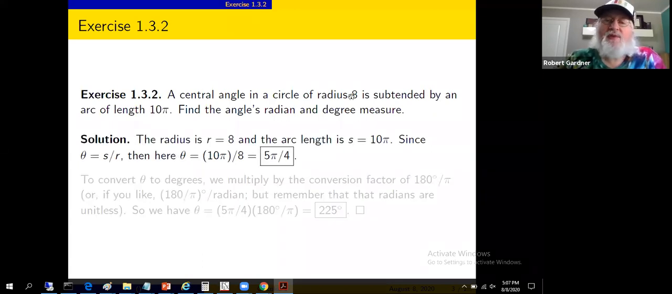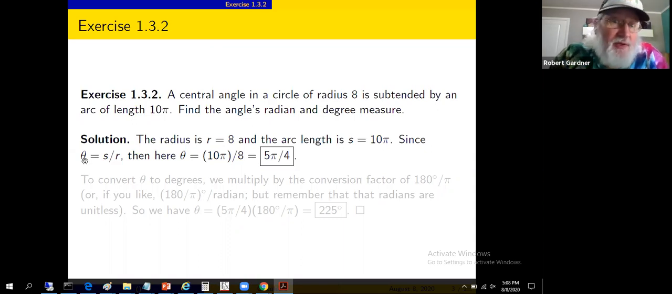All right, so they gave us a circle of radius r equals 8, something, centimeters maybe, and an arc length s of 10 pi. They didn't give us units for these. If they did, presumably the units would be the same. We'd have, say, 8 centimeters and 10 pi centimeters. We're going to express theta as s divided by r. So we'd have centimeters in the numerator and centimeters in the denominator, and units cancel just like numbers do. So we'd end up with a unitless theta.